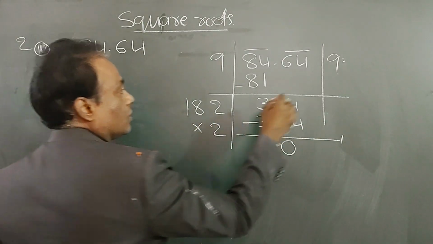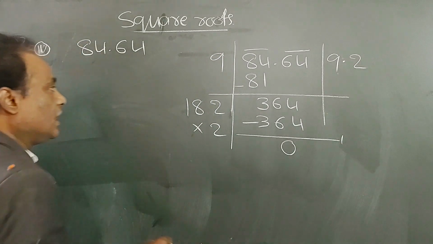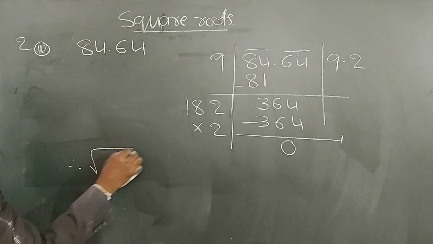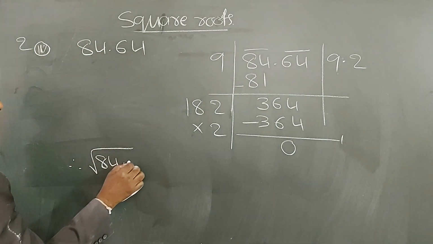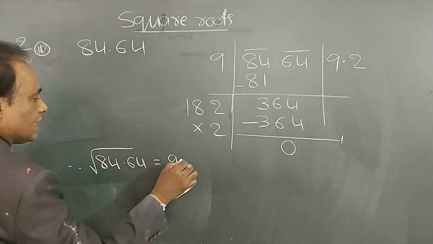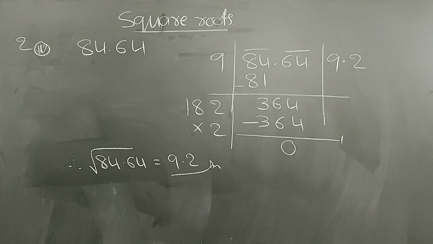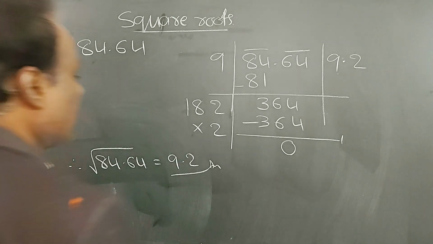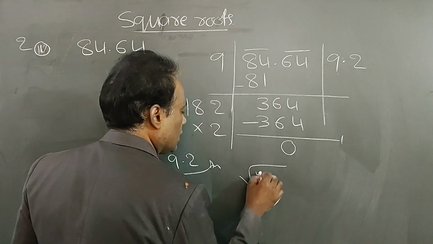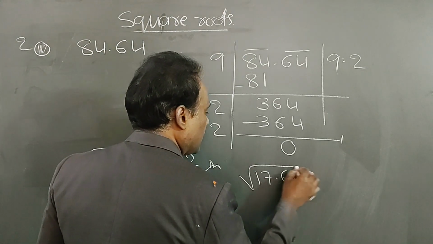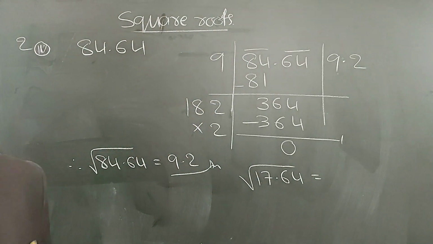is 0. What number did I take? 2. So therefore, the square root of 84.64 is 9.2. Write down, students. So with this, the model is over. Finding the square root for decimals is over. You do this example problem and get the answer. Do it, students.